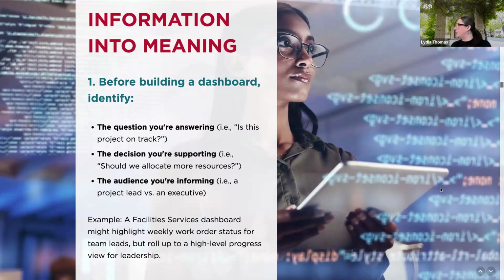Is it people who are very familiar with the data, who are really embedded into your project, or is it an executive? It might be something where you have a dashboard set up for your immediate internal team that is very deep into maybe trends, what you're looking at. However, the dashboard I would share with my boss on our team would be very high level. Here's our status, here's our progress, here's what we're working on, if they want to know. Okay, so the good example was facility services, formerly facilities management. The dashboard might highlight a weekly work order status for team leads, but roll up to that high level progress view for leadership, like I was explaining.